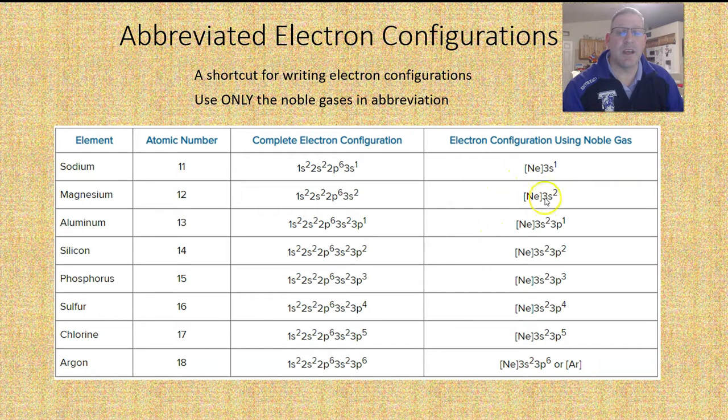And we continue down and go through all the way until we reach argon. We can write argon in this fashion, or just simply put it in brackets and show that we have a full p block.